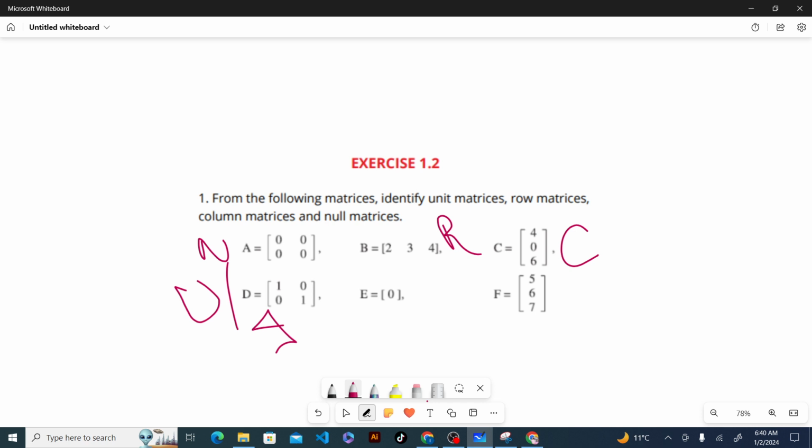Then matrix E. In matrix E, we have only one element, but it is equal to 0. So this is a null matrix. For matrix F, we have only one column and 3 rows. 3 rows, but one column. So this is the sign of a column matrix. In a column matrix, what do we have? We have only one row. Sorry, one column. So that is why F is defined as a column matrix.